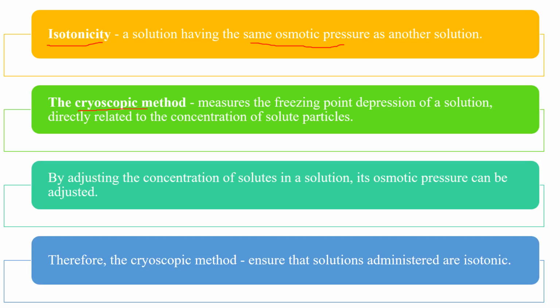It means we are measuring the freezing point depression of a solution. Freezing point depression is related to what? It is related to concentration of the solute particle. Right. So by adjusting the concentration of the solute, we can adjust the osmotic pressure. Therefore, by using the cryoscopic method, we can ensure that the solutions administered are isotonic in nature. Isotonicity is adjusted by using cryoscopic method. So here we can use this so as to adjust the osmotic pressure of this solution.